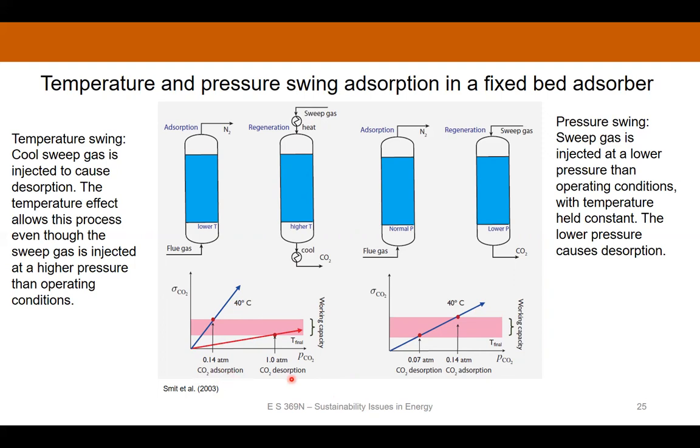This is a plot of the pressure of the CO2 versus the sorbed capacity. You can see that if we are working at a low pressure during the adsorption phase, but at a higher temperature, and we reduce the temperature, that means that we'll be able to work at a higher pressure. So that's our temperature swing. We can also use what's called a pressure swing. The pressure swing is just when we use a sweep gas that's injected at a lower pressure. It doesn't have to be cooled. In this case, we're at the same temperature, and we just work our way down in terms of pressure. That's going to cause the CO2 to come off.